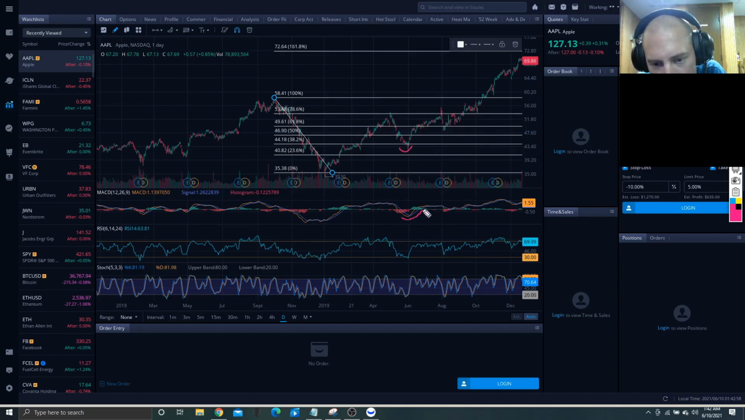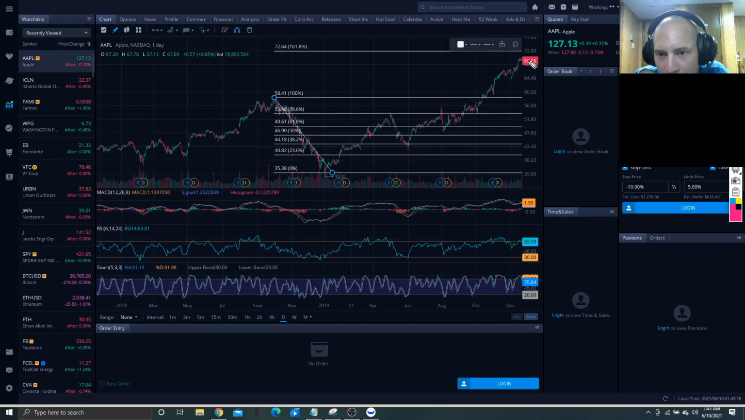Now we've got RSI saying go, stochastic saying go, fib saying go. I bet this is probably bouncing off of a moving average. Same story here. We've got RSI saying go, we've got stochastic saying go, and we're bouncing off the 61.8.